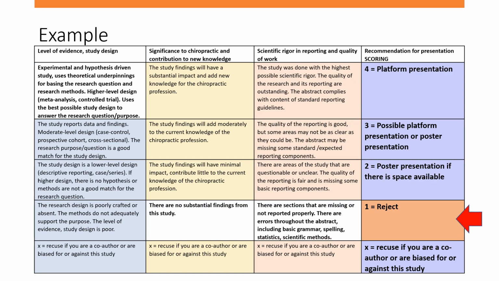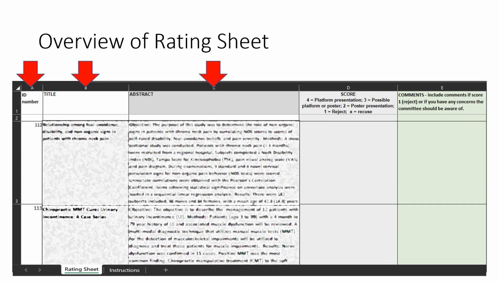In this final example, although the study design was a high level of evidence, such as a randomized control trial, there were no substantial findings reported, and the reporting of the study was poorly done. Therefore, the reviewer scored this abstract with the number 1, indicating a recommendation for rejection. Any rejection recommendation needs to include comments as to why this recommendation was made. Now let's take a look at the rating sheet in which you will review the abstracts and where you will record your rating scores and comments.